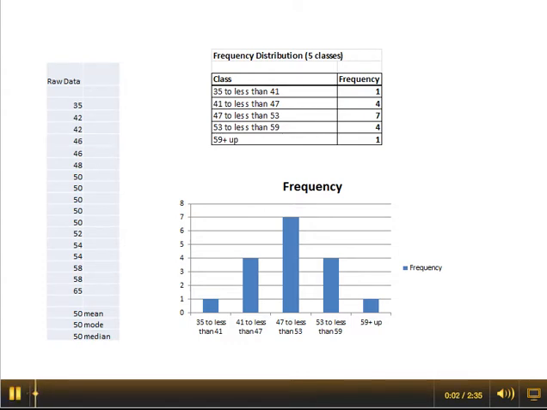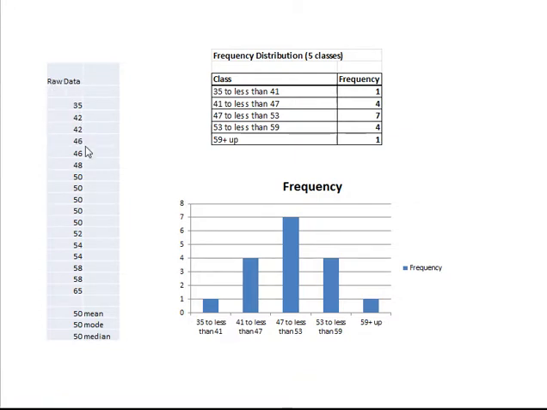Let's take a look at some data, and we're going to talk about the normal distribution. So here we have some raw data on the left-hand side, just a list of numbers that have been recorded from some experiment. And what you might notice is the mean, the mode, and the median are all 50. They're all the same. That's going to be important, and that's going to determine that it is normally distributed data.